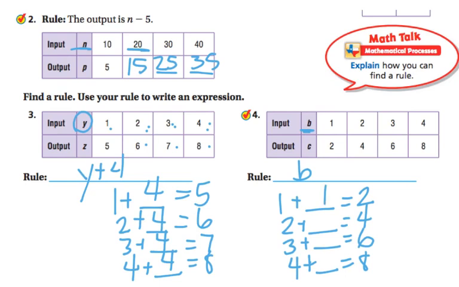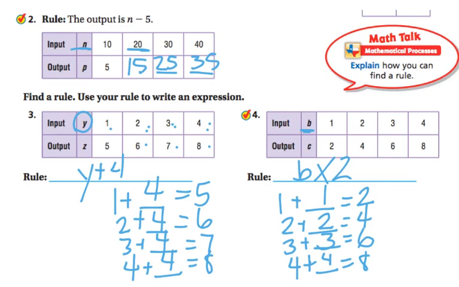All right, 1 plus 1 equals 2. 2 plus 2 equals 4. 3 plus 3 equals 6. 4 plus 4 equals 8. I don't know how to say b doubled. I can't say b plus something is the double, but I know that this is the same thing. Since my numbers were doubled, that is just like multiplying by 2. So my rule would actually be b times 2.